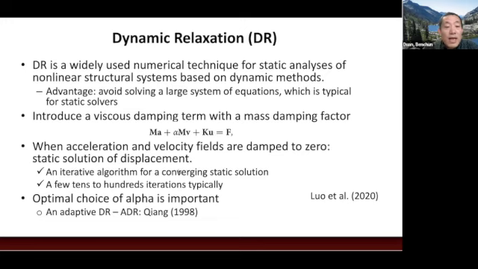But this really needs iteration. So typically in our work, we need from a few tens to 200 iterations for each time step, for each static problem. And the trick here is how to select this damping coefficient alpha, and we follow this method called the adaptive DR method. It works pretty well.